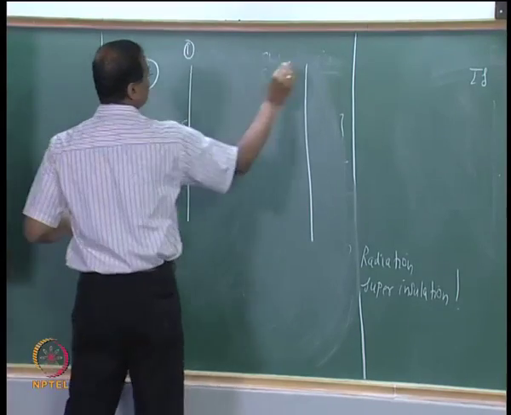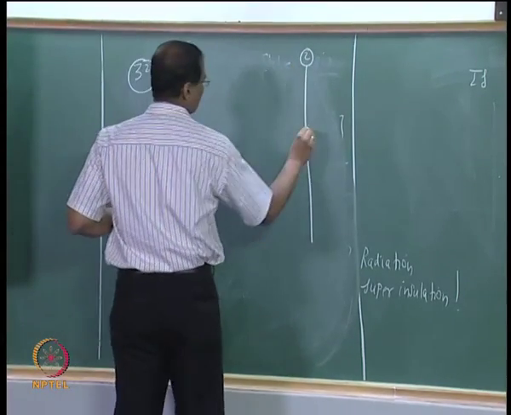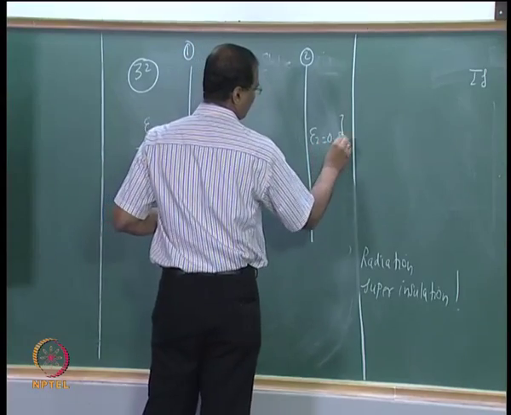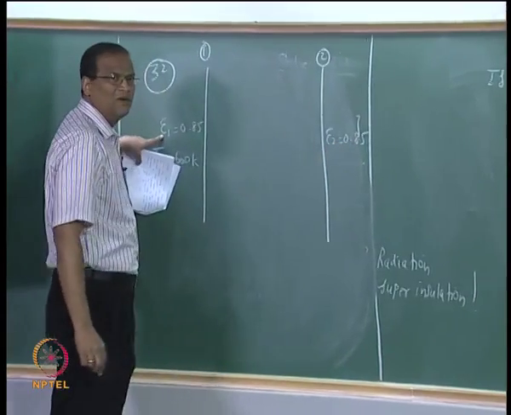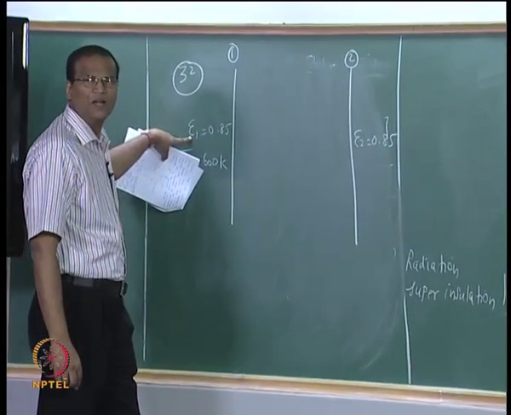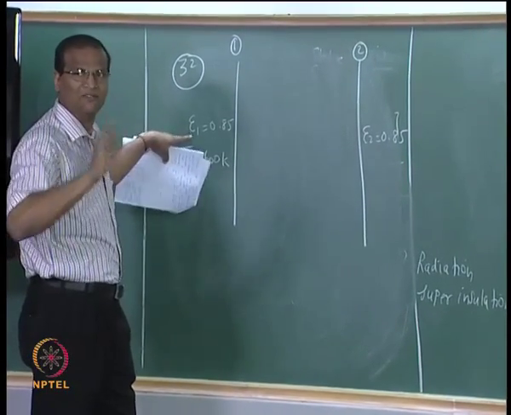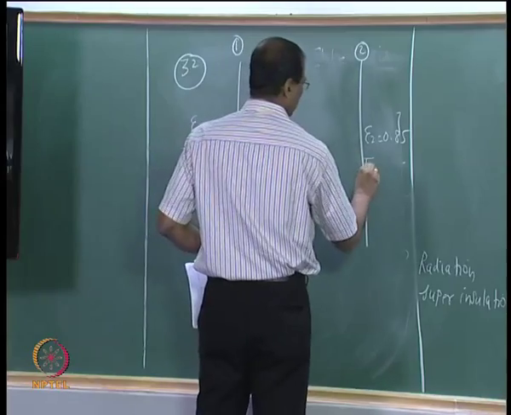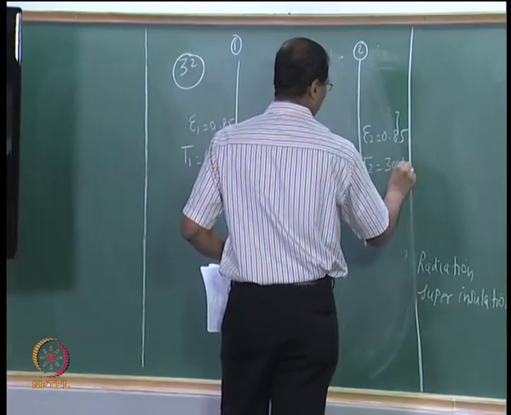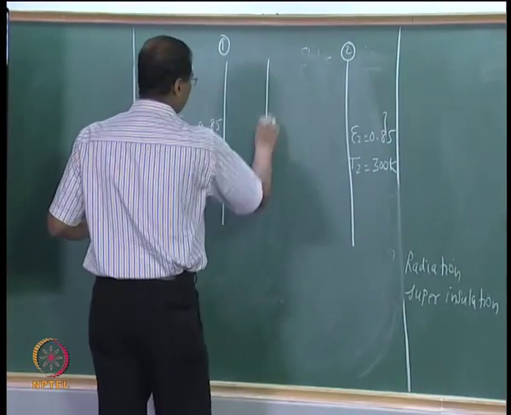Okay, so there are two plates 1 and 2. There is no need to call the emissivities as epsilon 1, epsilon 2, epsilon 3, epsilon 4, all are equal to 0.85, epsilon is enough, okay. T2 equal to 300 Kelvin. Now I have put two shields.